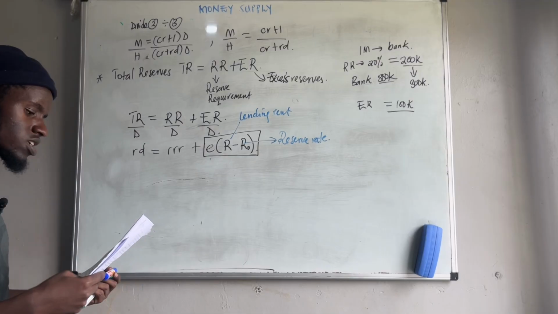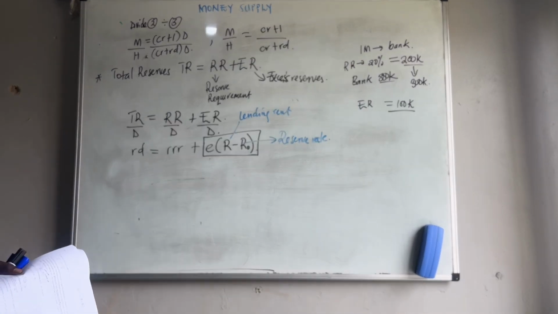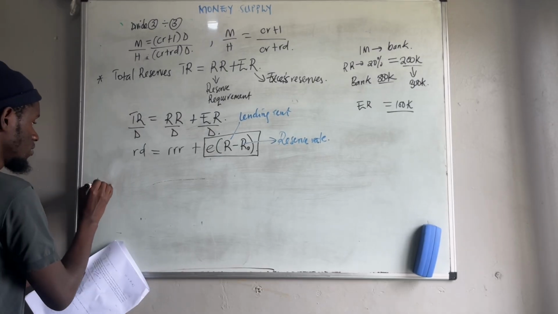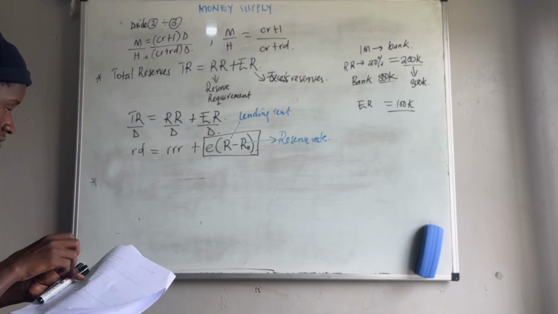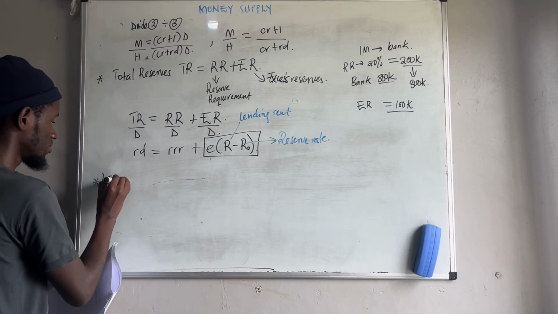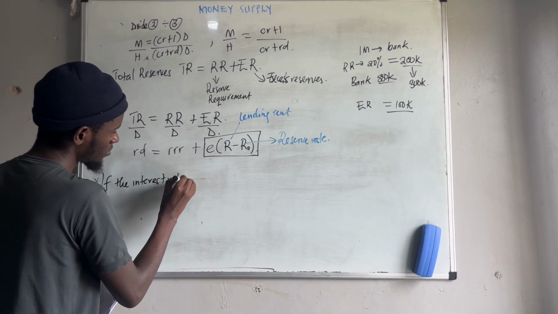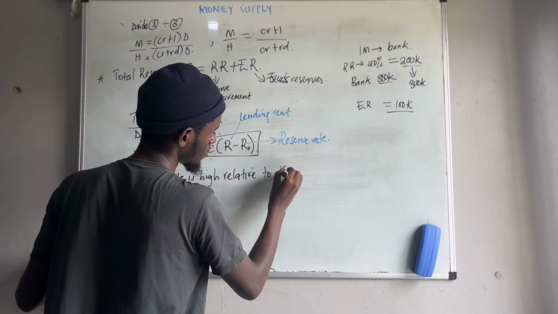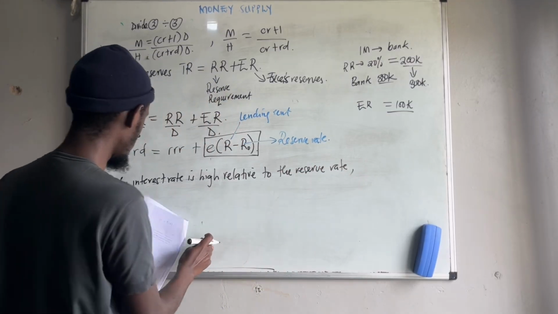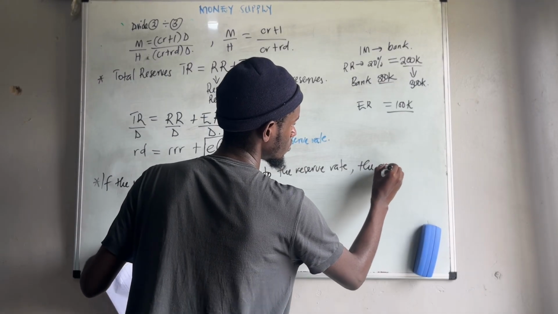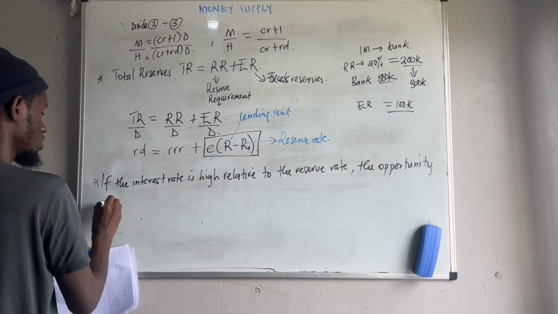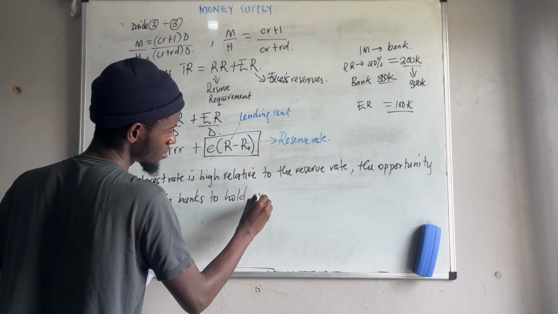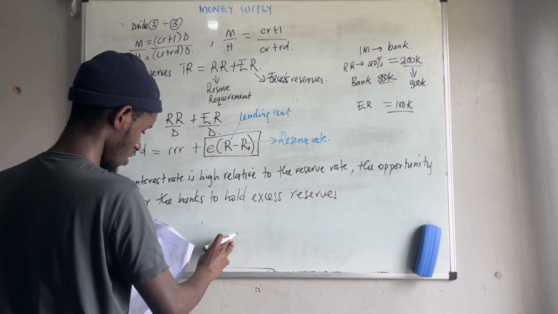And we want to take a scenario here, to give out this takeaway point: if the interest rate is high relative to the reserve rate, the opportunity cost for banks to hold excess reserves is high.